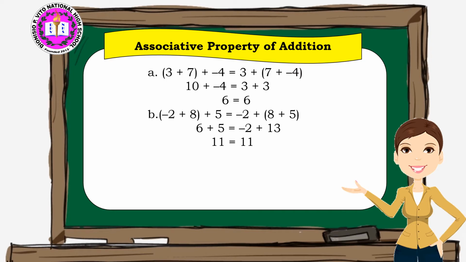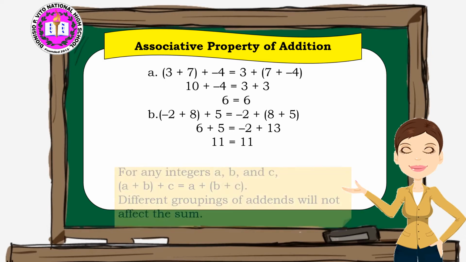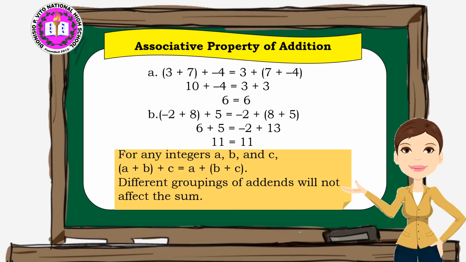Another example is negative 2 plus positive 8 plus 5 is equal to negative 2 plus positive 8 is equal to positive 6 plus 5 is equal to 11, which is equal to negative 2 plus the quantity 8 plus 5. Therefore, we have negative 2 plus positive 13 is equal to positive 11. For any integers a, b, and c, a plus b plus c is equal to a plus b plus c.